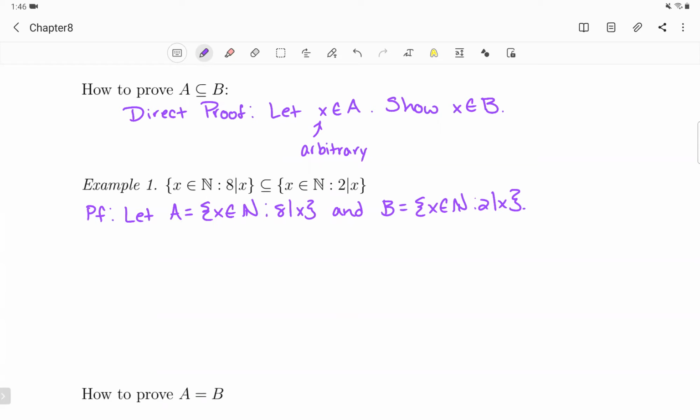Okay. So now we are going to show our subset. So I'm going to let little a be an element of capital A. What is the qualification to be in set capital A? Have to be a multiple of 8. So we'll say then 8 divides little a. So there exists k in the integers with a equal to 8k.